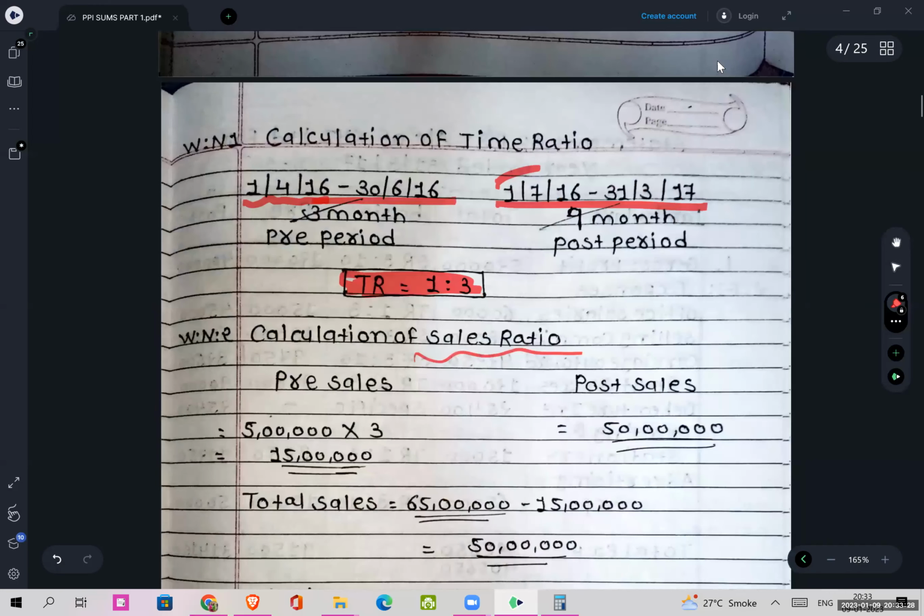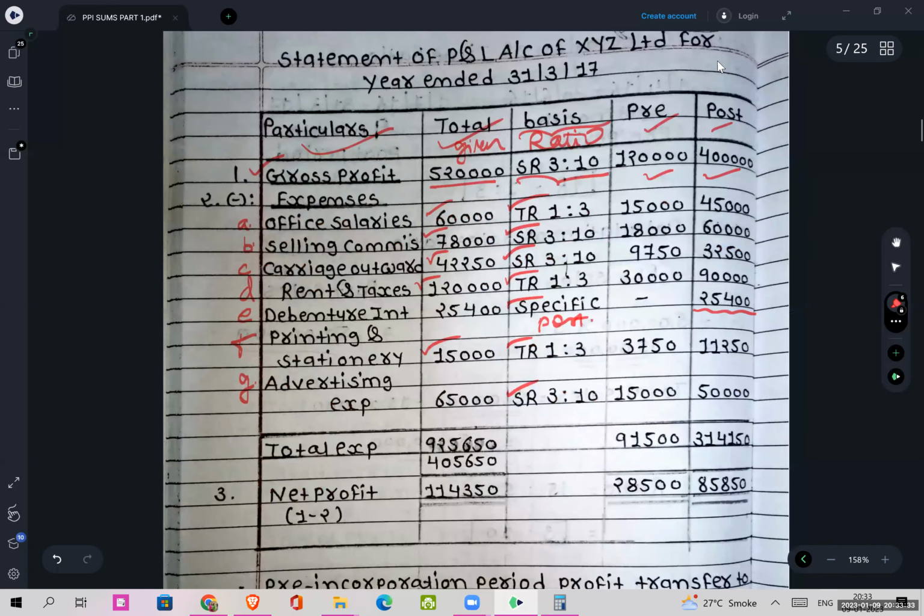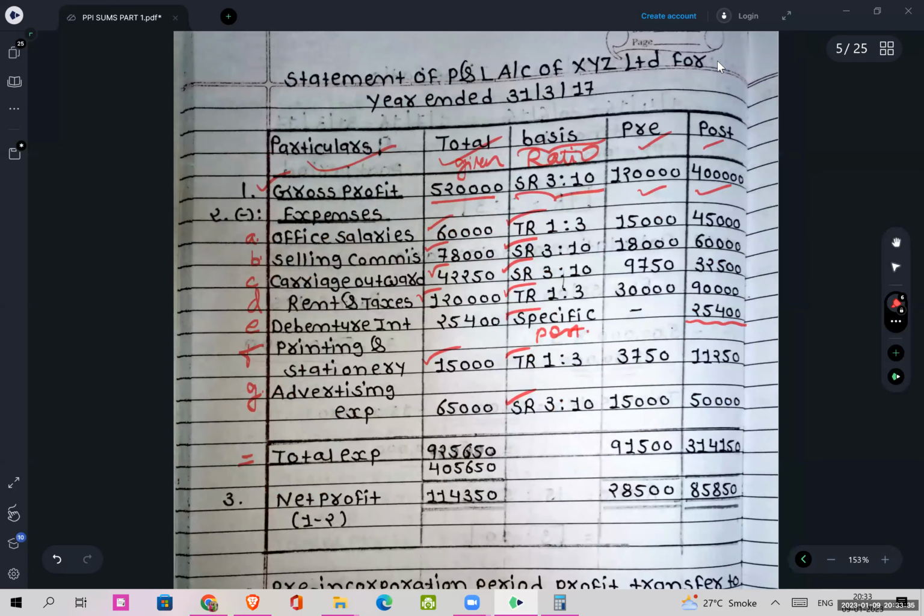ओके. सो आई होप दिस सम इज क्लियर टू एवरीवन. Then you can total your expenses. Then gross profit minus total expense will give me what? Will give me my net profit. Okay. Simple as that. You can verify this on your calculator very much.